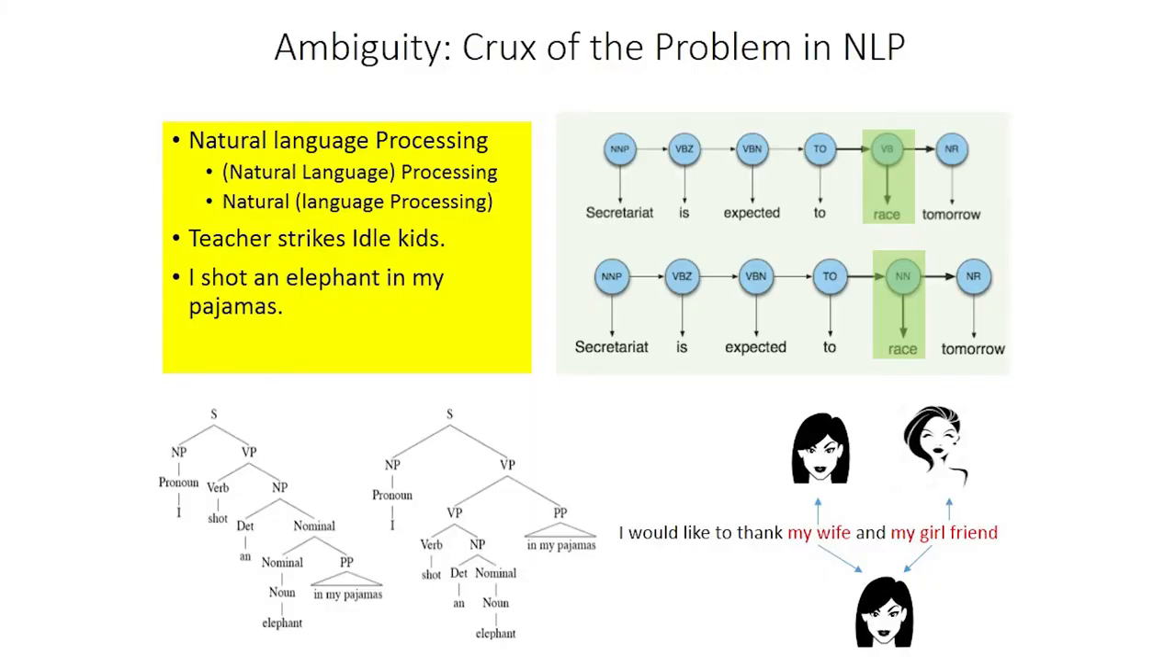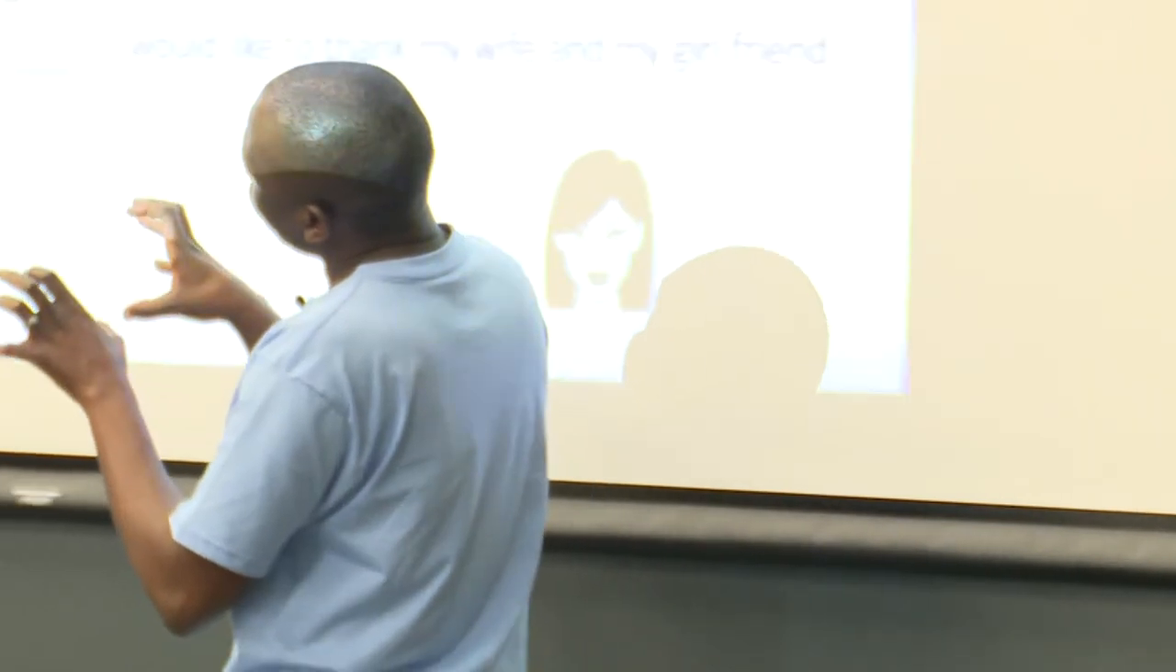I shot an elephant in my pajamas. There is some ambiguity there. We call it attachment ambiguity. We have a prepositional phrase, in my pajamas. We don't know whether it's attached to the verb or to the nominal phrase, the noun phrase, elephant in my pajamas. You don't know whether this prepositional phrase is attached to this noun phrase or to this verb phrase. So you would want to be able to get the structure of the sentence so that you can decode the correct meaning being carried by a given sentence.